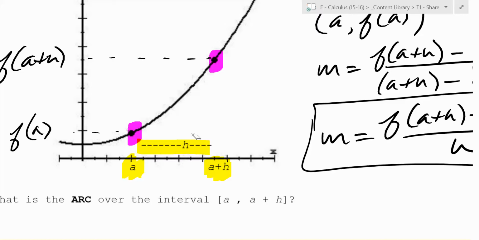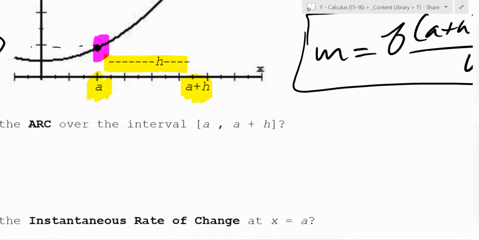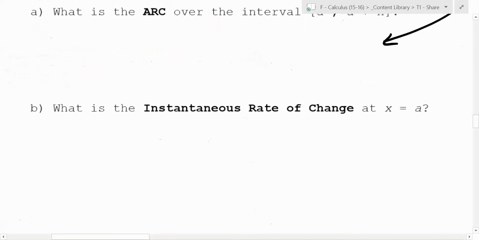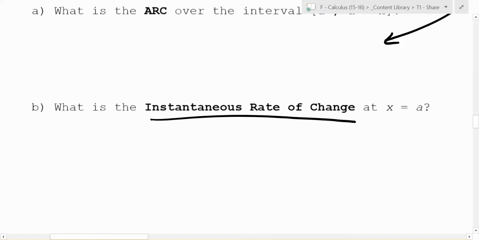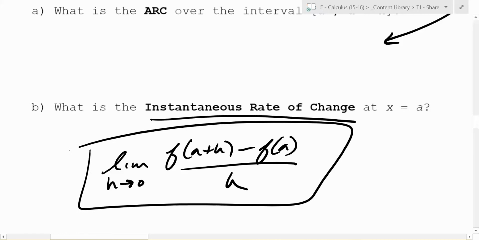We want to make h as small as we can, right? So what is h getting infinitely close to? 0. So the average rate of change is this. But if we want to make it instantaneous, we take the limit as h goes to 0 of f of a plus h minus f of a all over h. Can you plug 0 into that immediately? No. Why not? The denominator goes to 0.